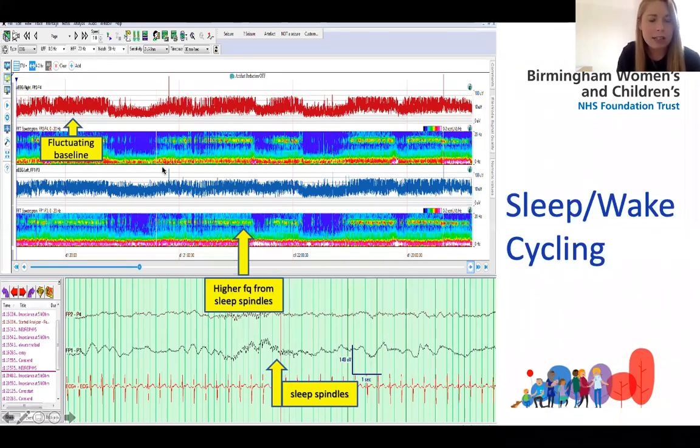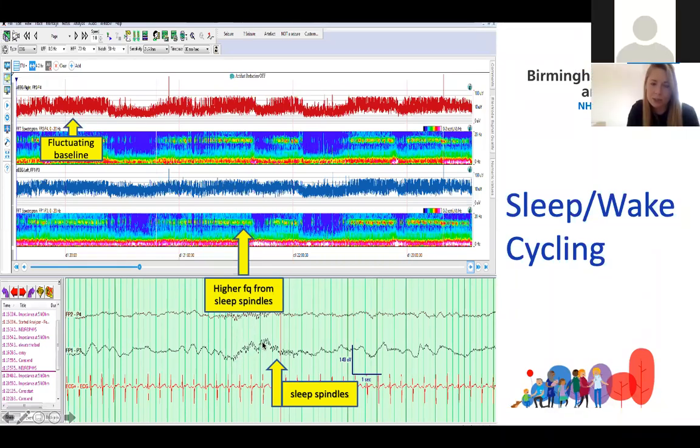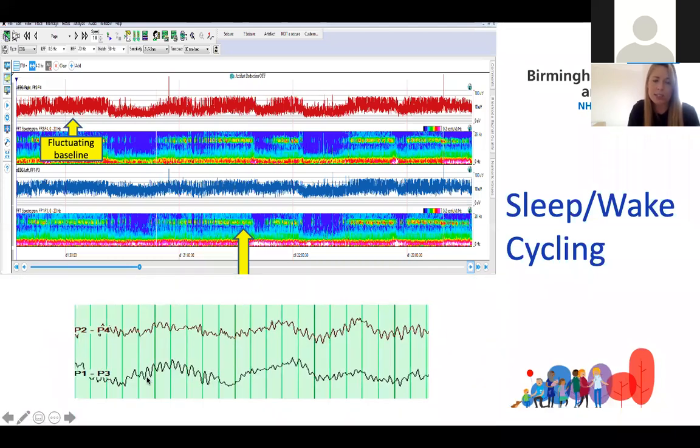And alongside that, again, instead of having these sharp increases in the higher frequencies in your spectral array, you get the higher frequencies with the sleep spindles that come in and out of the spectral array. And what you will see in your raw EEG is these little sleep spindles that come in and out of your EEG. And that's really your clue that this change in amplitude is not a seizure, but it is related to sleep-wake cycling. You can see those spindles here.